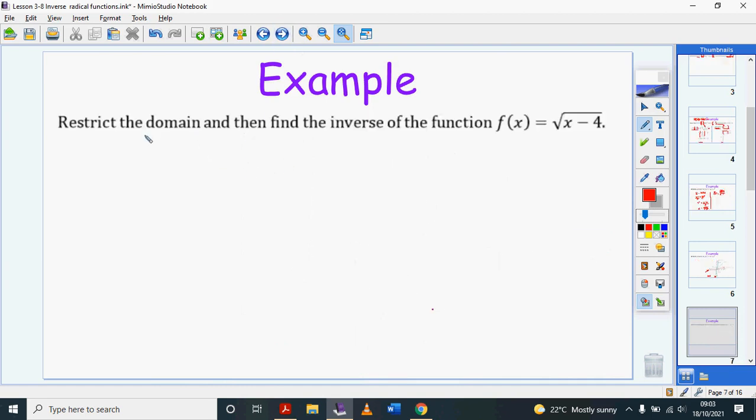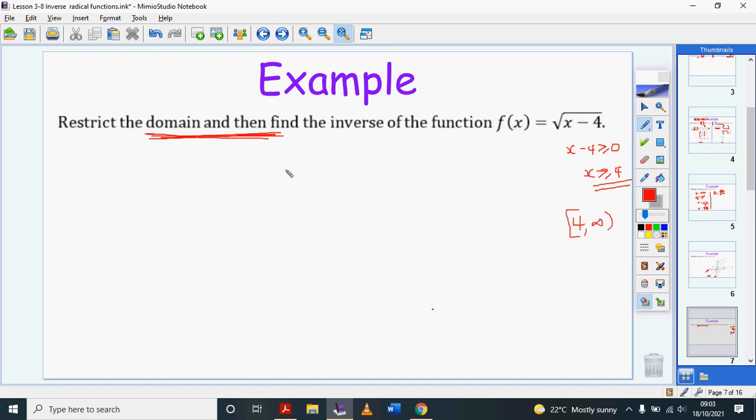Alright, restrict the domain, then find the inverse of this function. Restricting the domain is asking us to state the domain over which this expression is a function. Well, this expression is only going to be a function for, I hope you can see, inside the square root sign, I cannot have anything less than 0. So inside the square root sign, my input has to be greater than or equal to 0. And I hope you can see that this shows me that x has to be greater or equal to 4. Now, this x greater or equal to 4 is my domain for this function. So the domain for this function will be 4 to infinity, right?